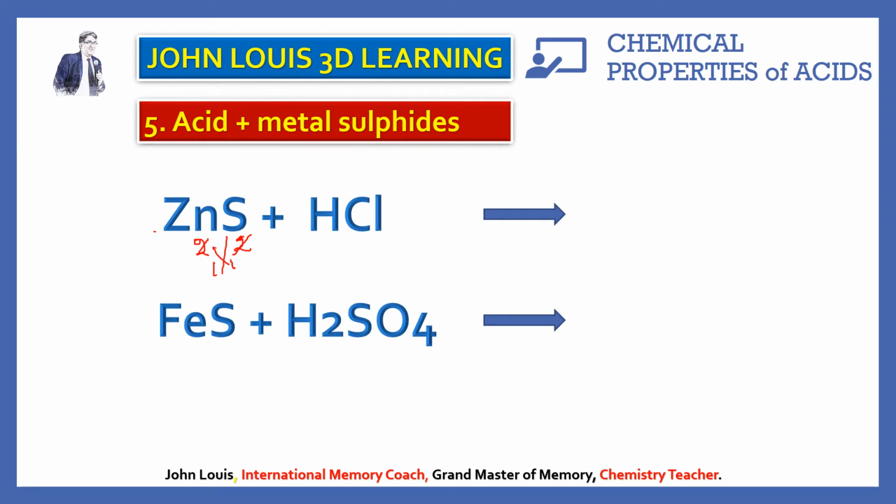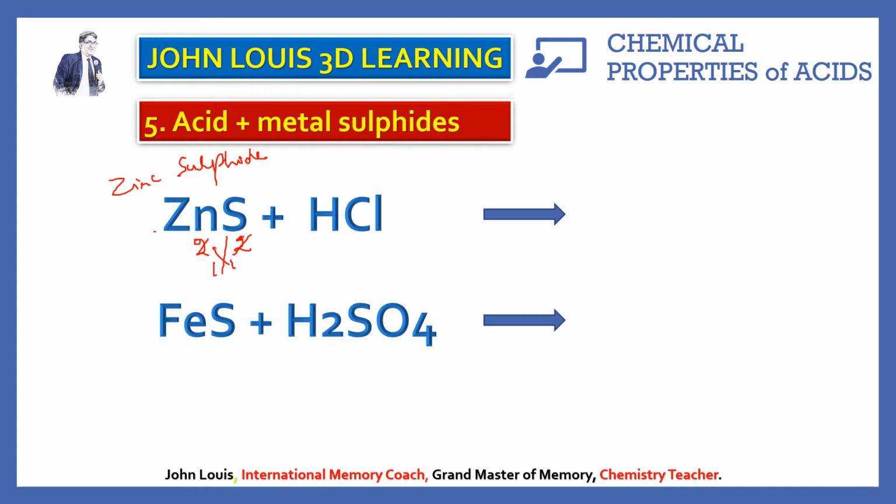So here what do you get? Zn, valency is 2, sulfide is S, valency is 2. Therefore, if you simplify, 1 is to 1. Therefore, if you interchange, you get Zn1S1. So 1 we need not write. Therefore, the formula for zinc sulfide is ZnS. Okay, hydrochloric acid, we know that is HCl.